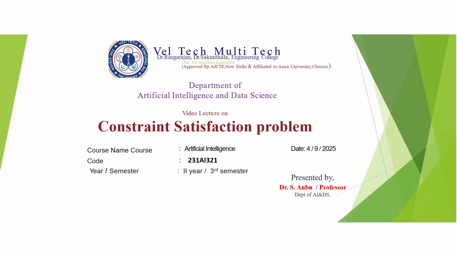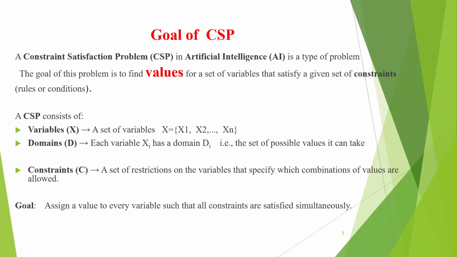Students, today's topic is constraint satisfaction problem. So what is the goal of this problem? The CSP in artificial intelligence is a type of problem, and the goal of this problem is to find values for a set of variables that satisfy the given constraints. It consists of three items. They are variables, domains, and constraints.